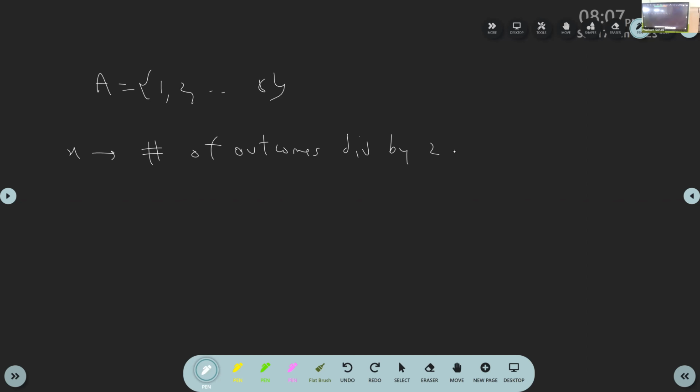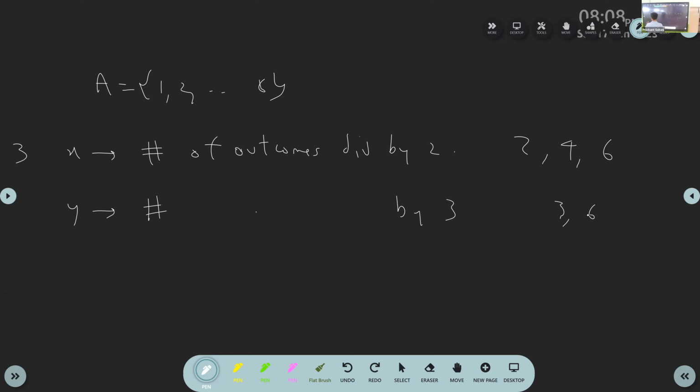3, right? 2, 4, 6. So the answer is 3. Then the number of possibilities divisible by 3. Divisible by 3, only 2, right? Either 3 or 6.